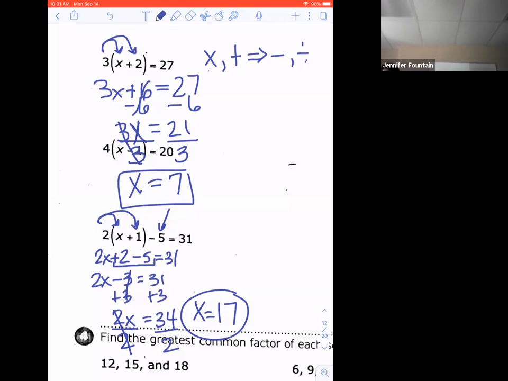Then we added 3 to each side, divided by 2, and found that x is equal to 17. Questions on the left-hand side?